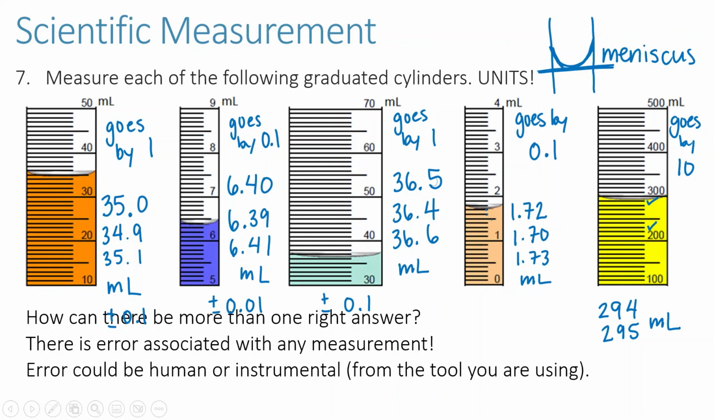So how can there be more than one right answer? Remember that there is error associated with any measurement. That error could be human, or it could be instrumental from the tool that you are using. We also have a certain level of precision with each measurement. So if we are within the precision of the instrument, that measurement is still going to be correct.